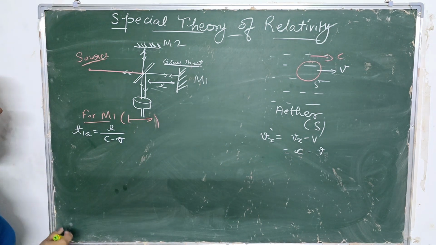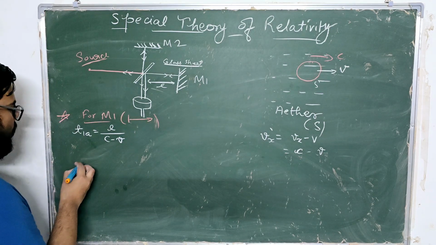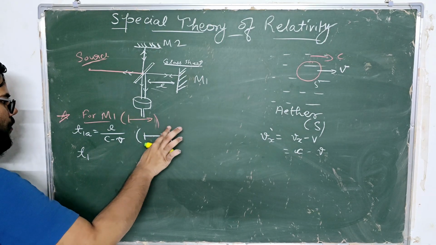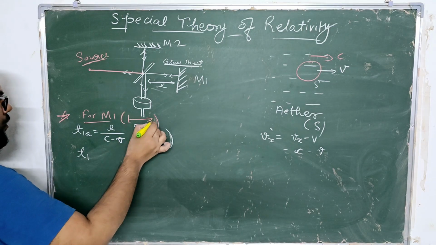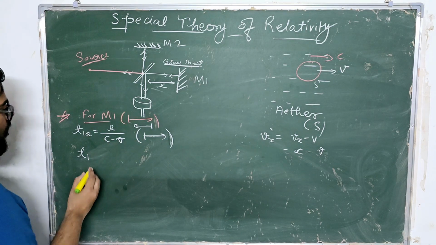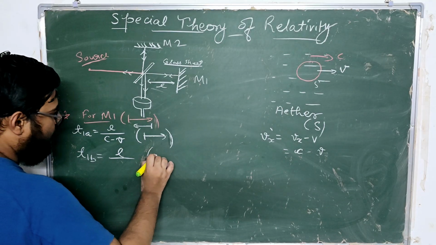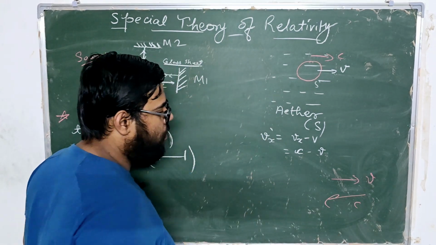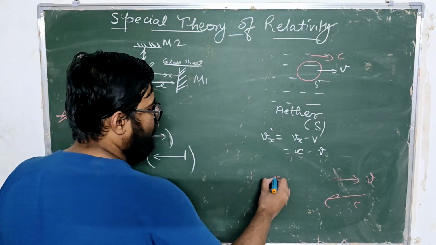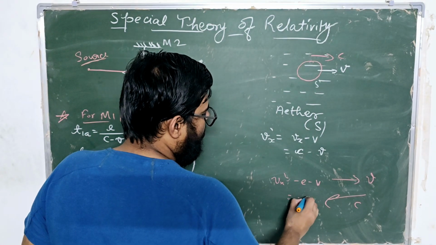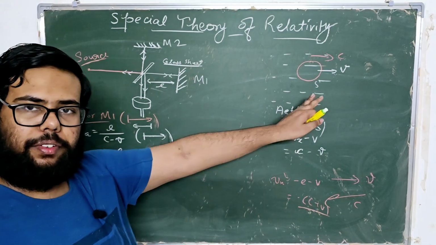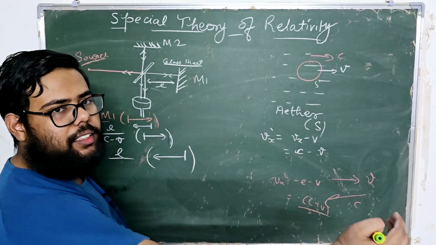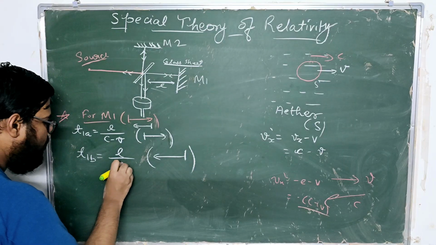Okay, and t1b. Now t1b will be L by, for returning back. So if light is going in this direction, then what will be the velocity in this case? Well, in this case vx prime will be negative c minus negative v, so negative c plus v, right? This will be the speed of light with respect to the S dash frame. Of course, negative is telling that the velocity will be in that direction. So the speed will be c plus v, right?